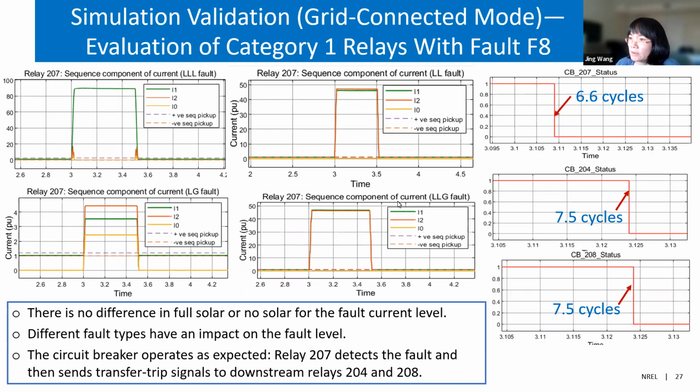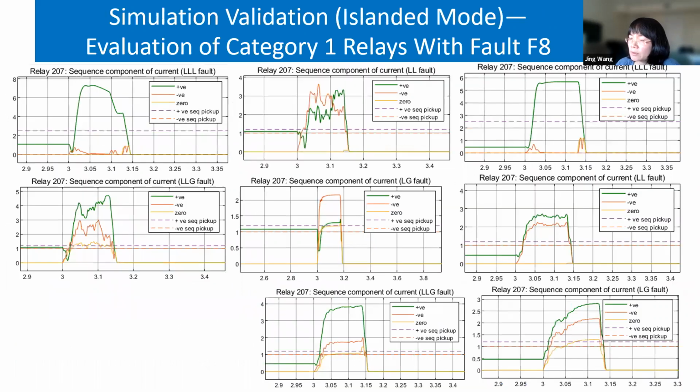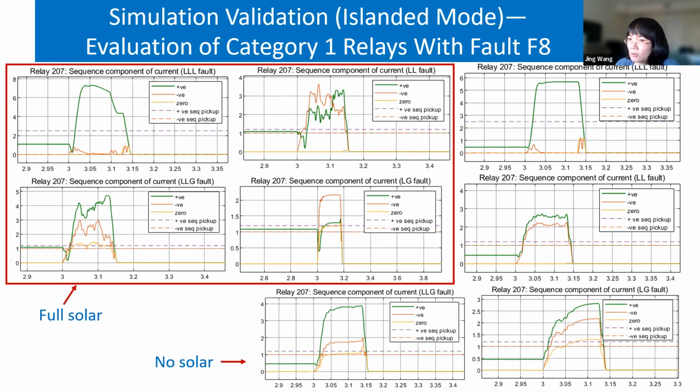So this is with this scenario. And we do the same simulation with isolated mode. We run the scenario with the full solar and low solar. You can see with the full solar and the low solar, the fault level is different. That's why, and they're different but relatively close as well. So that's why overcurrent protection is usually difficult to differentiate, or you have to do a lot of study to find a very good threshold to detect them.